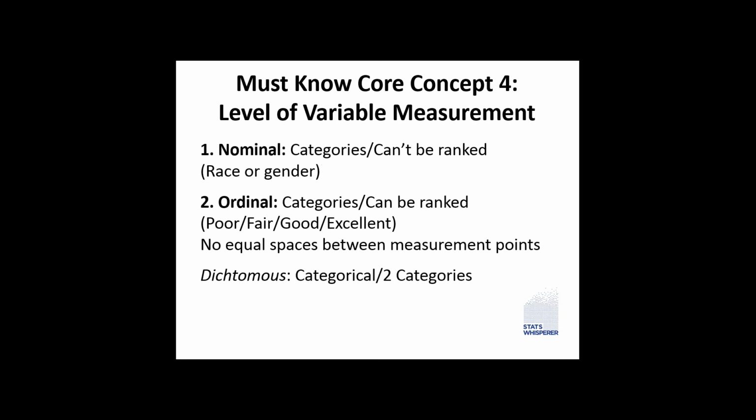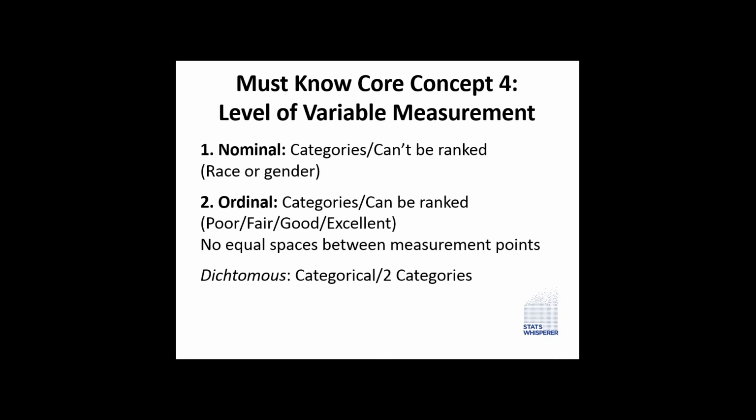So it's categorical, putting people in categories, but categories that can't be ranked. So you could, in gender, put people in categories male and female, two different categories, but you can't rank them. You can't say one should be higher than the other. And then two, we have ordinal, which are categorical variables that can be ranked.